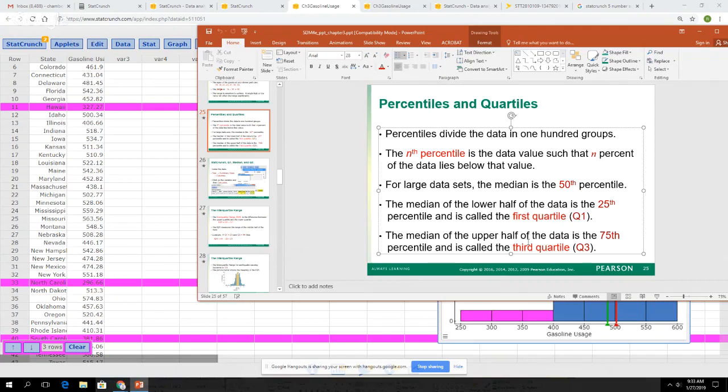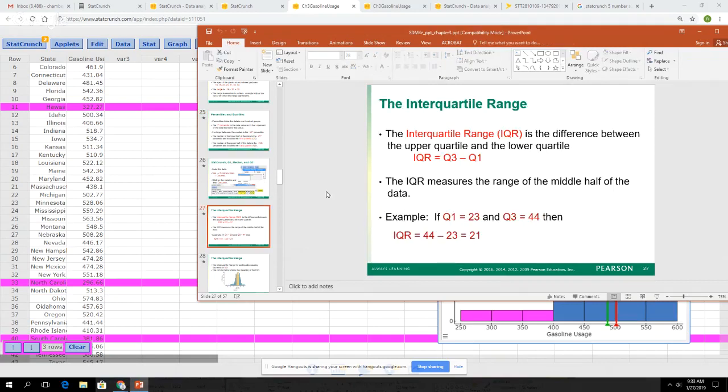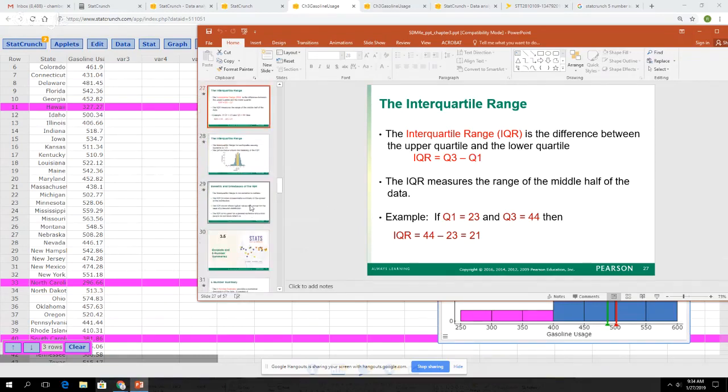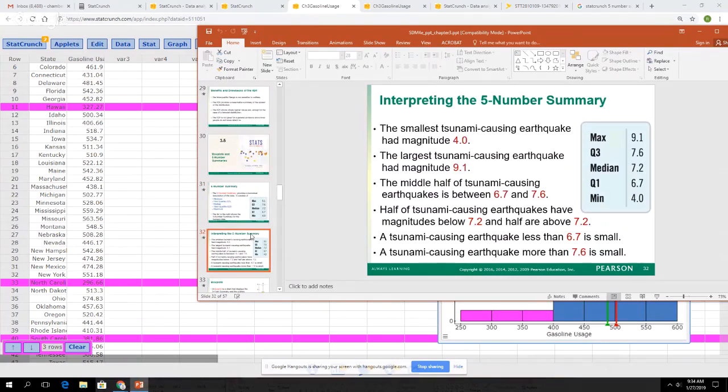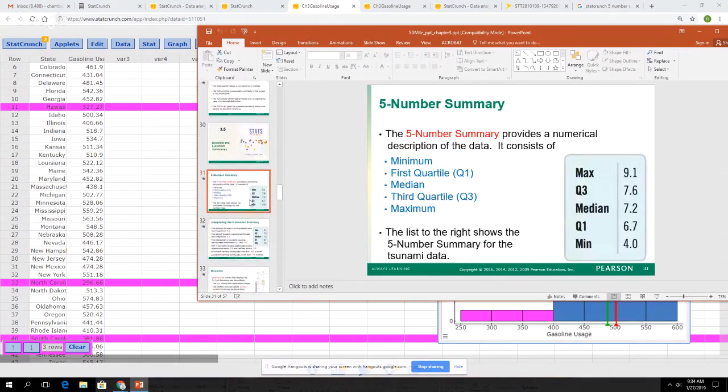The third quartile is the median of the upper half, or the 75th percentile. So 75% of the data is below this number. That's what Q1 and Q3 are. We actually have a formula for the interquartile range, and then we talk about how to compute, where am I going here? There's your 5-number summary, guys.